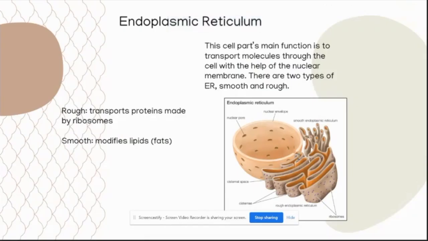Okay, the endoplasmic reticulum's main function is to transport molecules inside the cell with the help of the nuclear membrane. There are two types of ER, smooth ER and rough ER. So the rough endoplasmic reticulum has transport proteins made by ribosomes. The other type is the smooth endoplasmic reticulum, which modifies lipids, which are also fats.